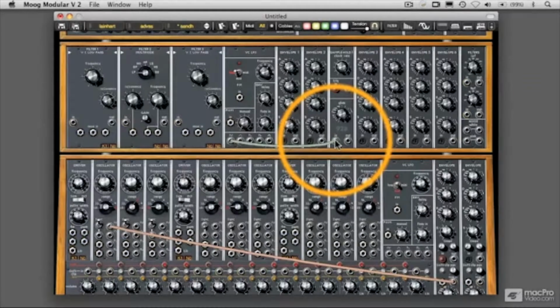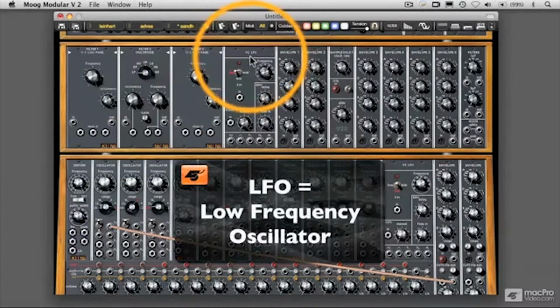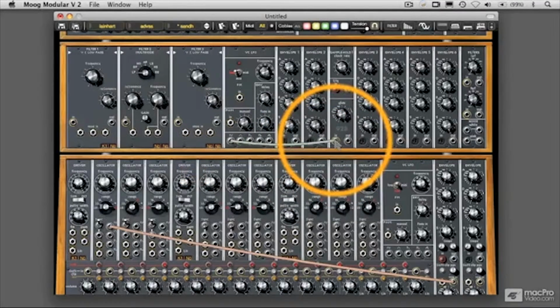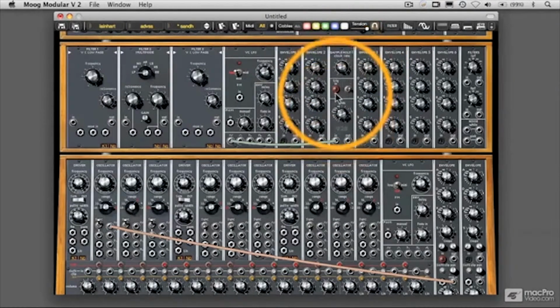Sample and hold. So what we're going to do is start out here with this voltage controlled low frequency oscillator, and we're going to grab a sine wave from that and plug that into the input on the sample and hold module. You see that the sample and hold module itself has something called a clock rate, a trigger, a switcher, we don't know what that does yet, glide, and an input and an output.